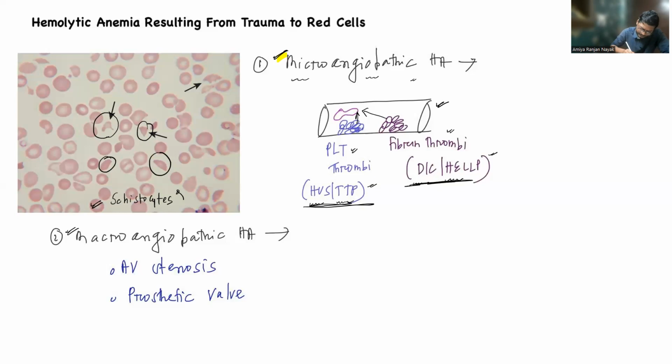And there is another condition that is known as macroangiopathic hemolytic anemia. This is usually associated with severe aortic valve stenosis, or if the patient has a prosthetic valve. Because of severe aortic valve stenosis, when the blood is trying to go through this stenotic valve, it can actually damage the RBCs. Those are grouped under macroangiopathic hemolytic anemia. So with that, we are ending the section of hemolytic anemias.